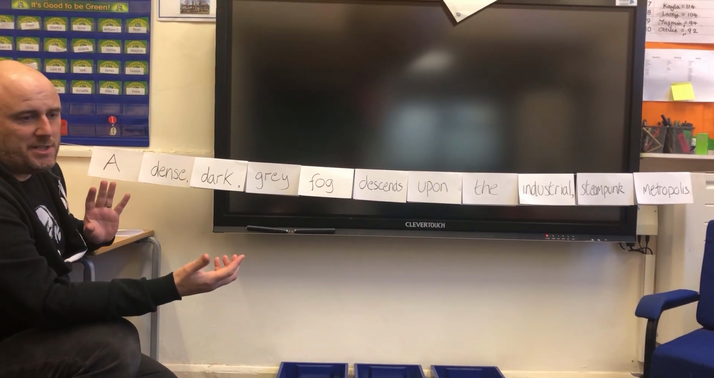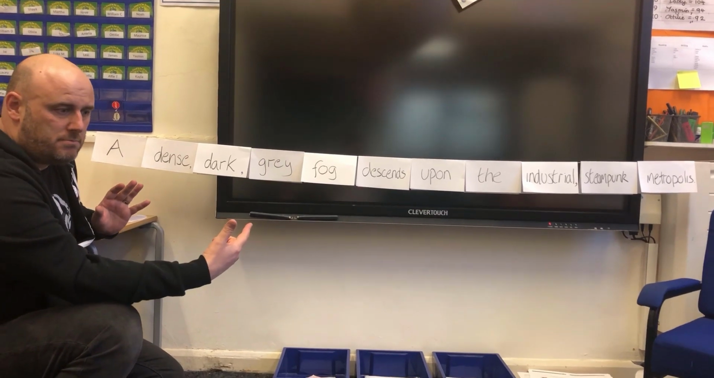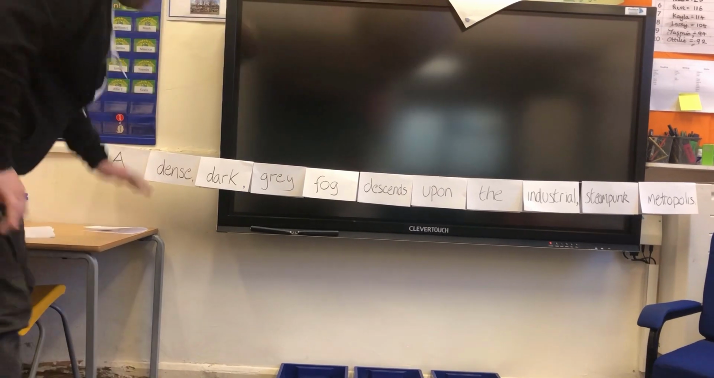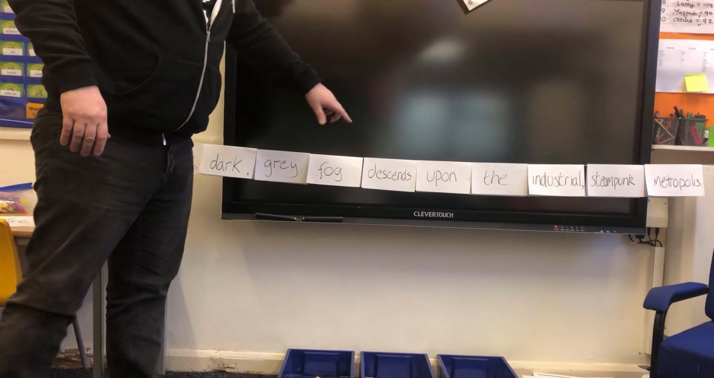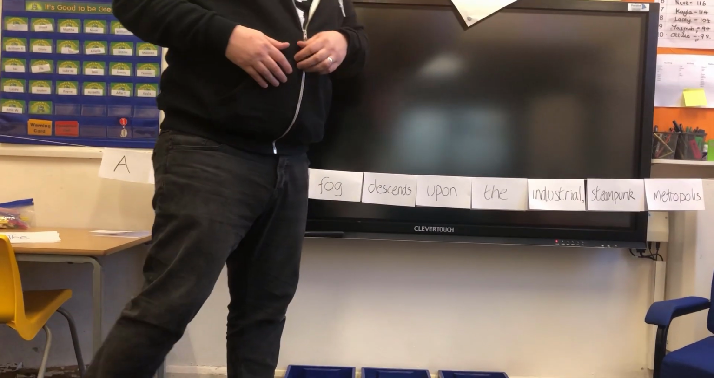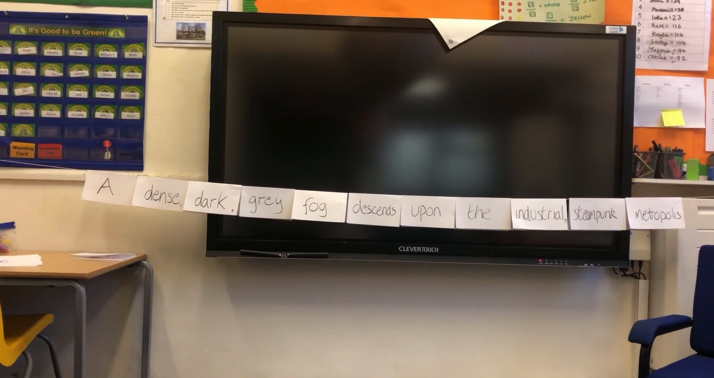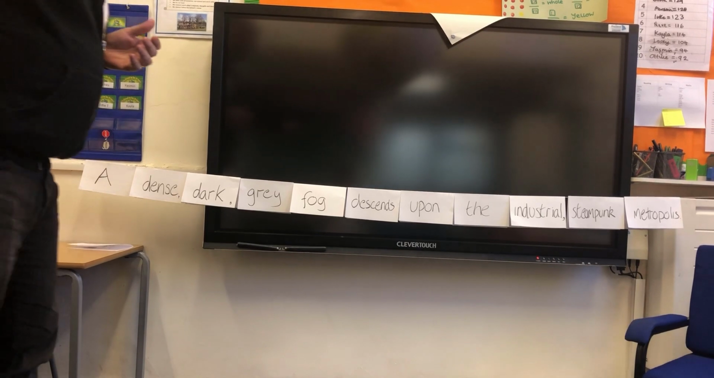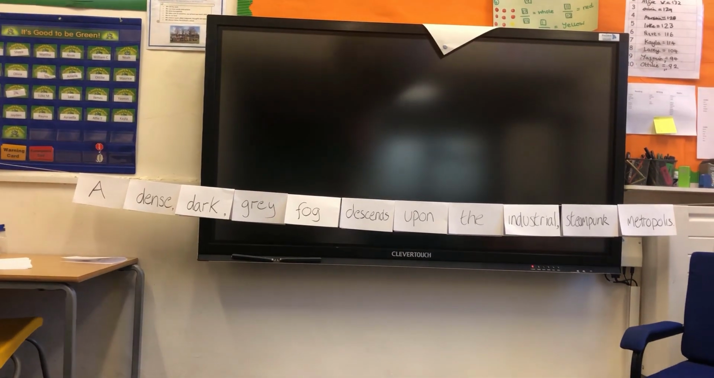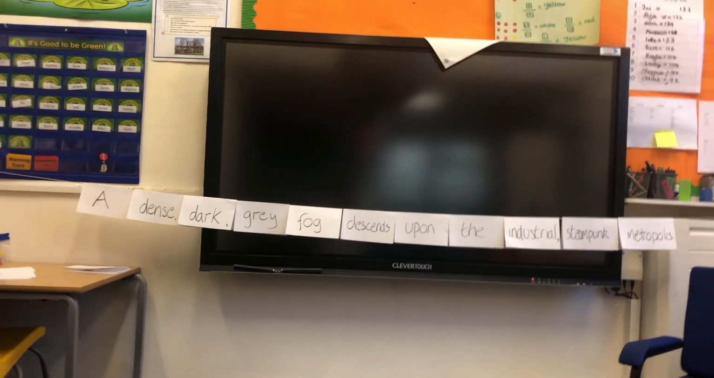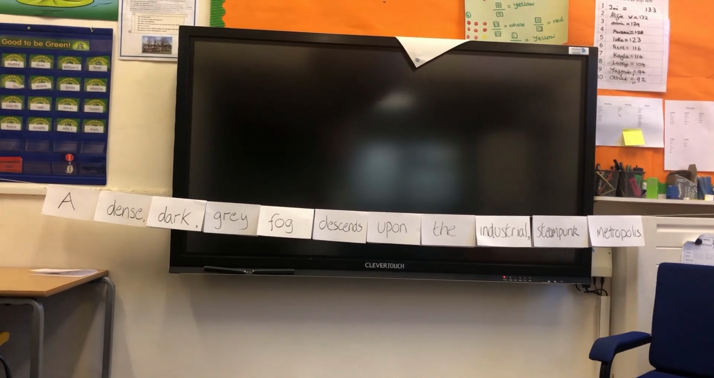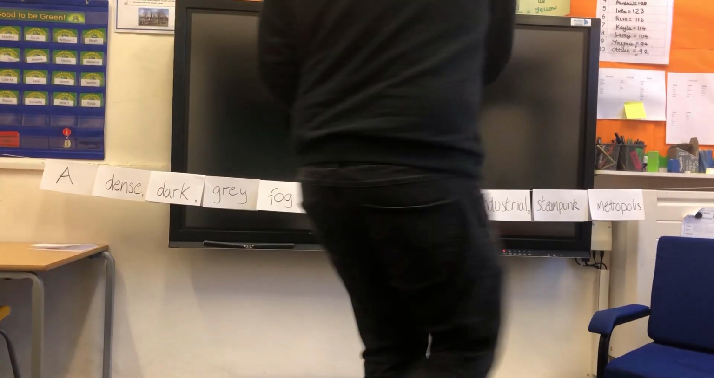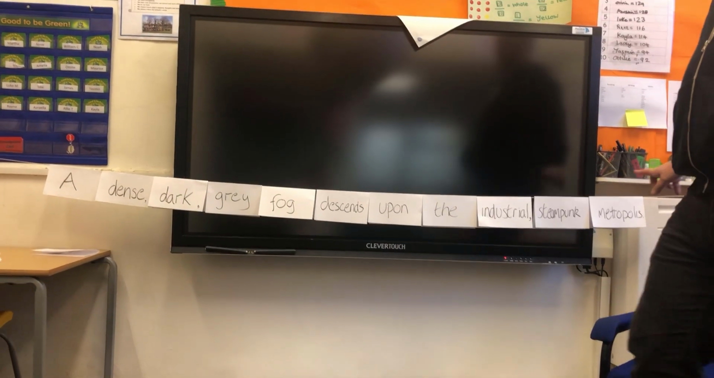So a preposition is where something happens, or it could be when something happens, but in this case, it's where something happens. A dense, dark grey fog descends upon the industrial steampunk metropolis. What part of that sentence is telling us, Stanley, what part of the sentence is telling us a preposition? What part is it telling us where something happened? Yes, that's right, Stanley, it's this end bit, upon the industrial steampunk metropolis.